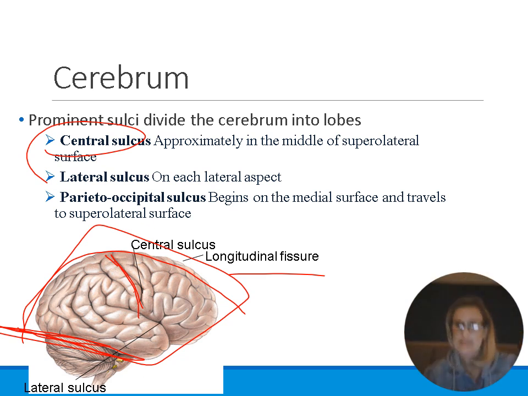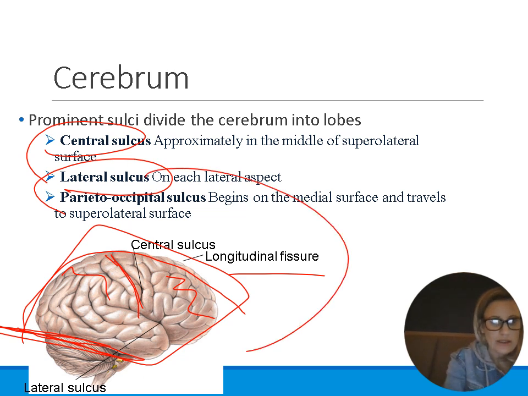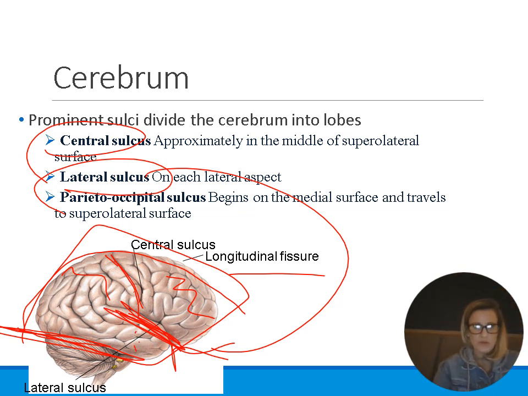And in a second, we'll see that that's going to separate the frontal lobe from the parietal lobe. The lateral sulcus, there's one on each side, on the lateral side of the brain. So the lateral sulcus is right here. And that's going to separate the temporal lobe from the other lobes.